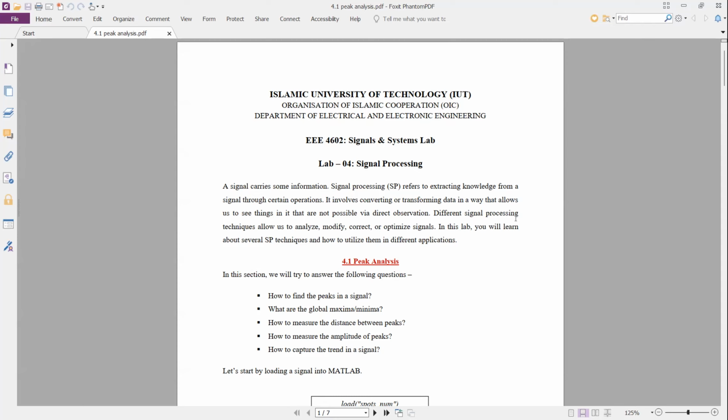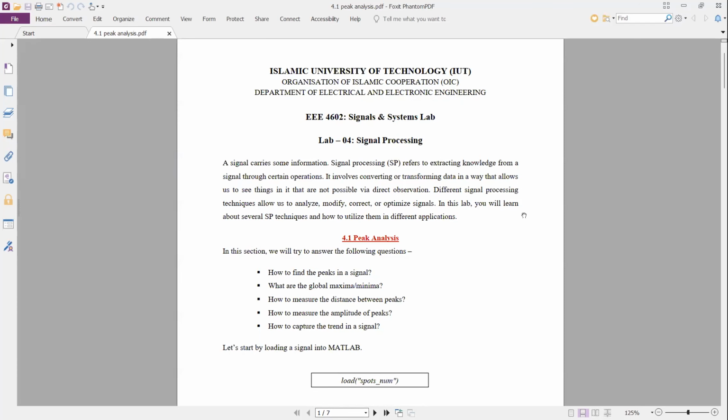Now in lab 4, we are going to look at how to work with different kinds of signals. There are lots of things that you can do with signals. Any signal contains some information, and we need some way to extract knowledge from those signals. We need to analyze the signal, sometimes modify the signal. So in this lab, we'll see some of those techniques to work with signals in different applications.